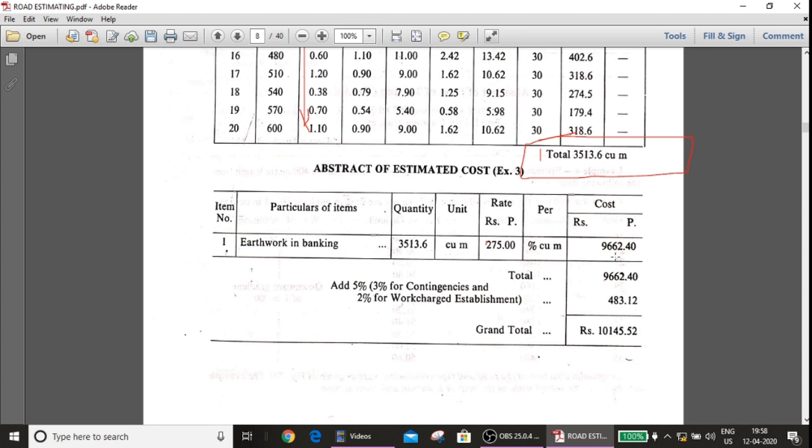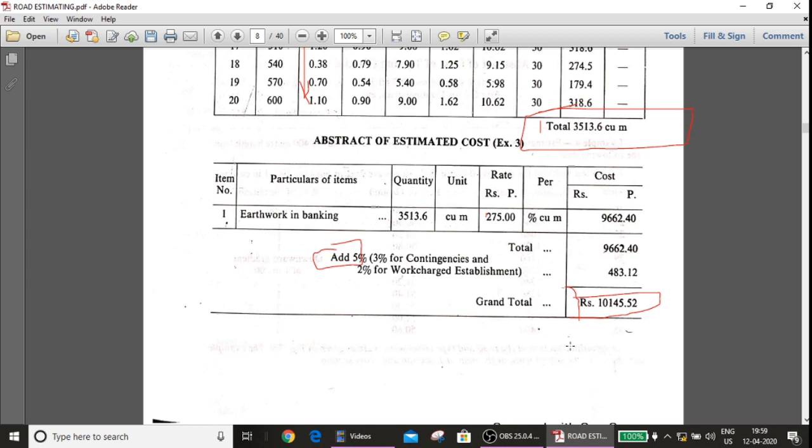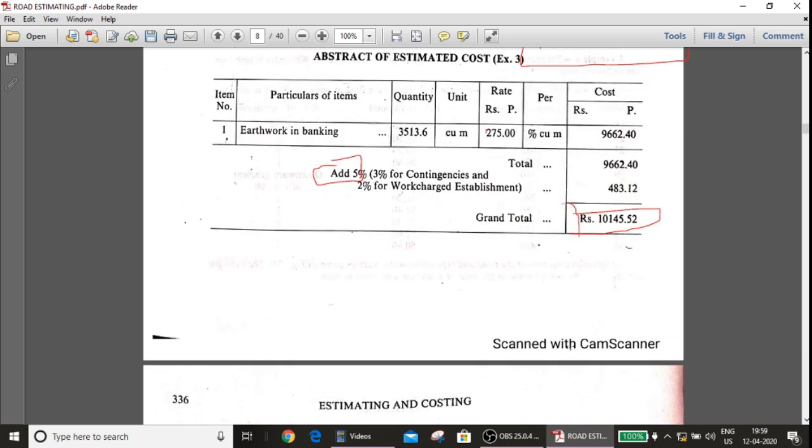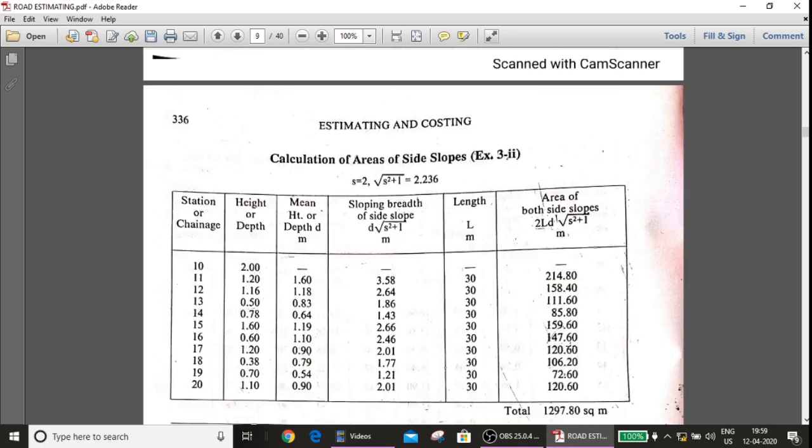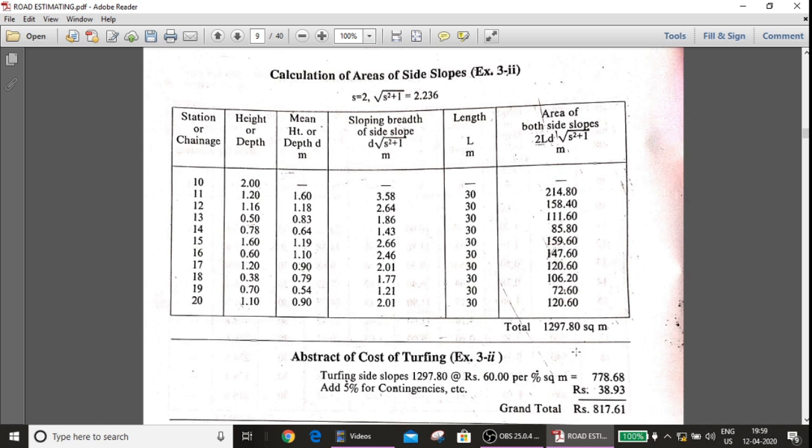So 9662.40. And add 5% contingencies, 3% for contingencies and 2% for work charge establishment. Then the grand total will be 10,145.52 rupees per cubic meter. It is the cost.